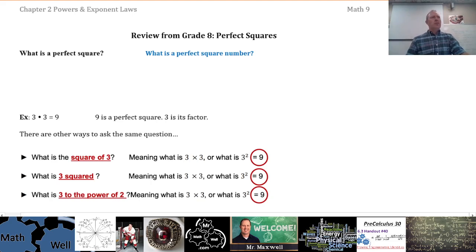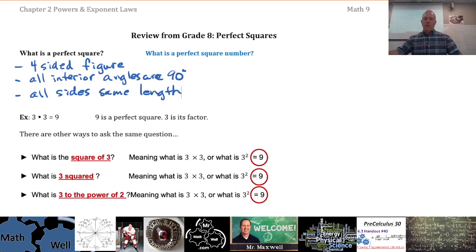And what else about the side lengths of a square? They have to all be the same. Very good. Okay, so what is a perfect square? We can take a moment just to jot down some of those notes. So here are some notes on what a perfect square is geometrically, right?